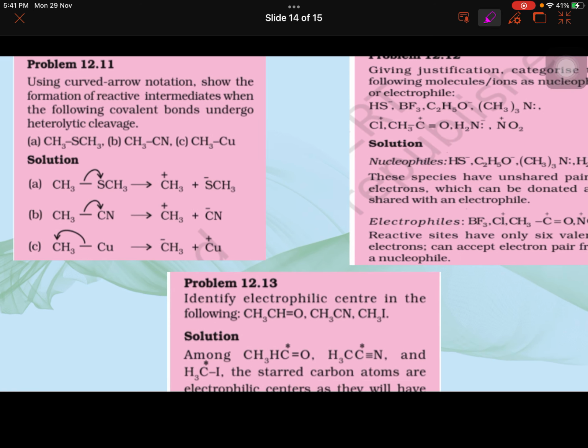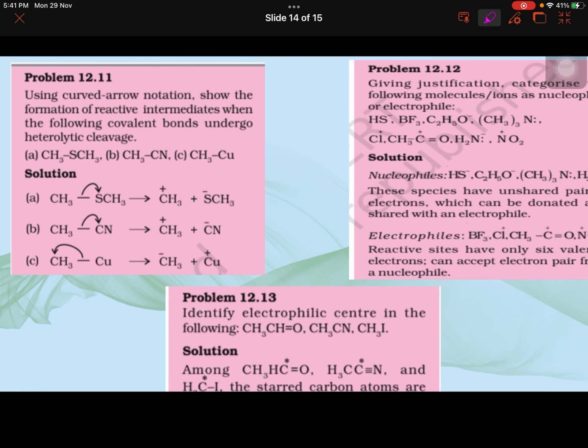Simple questions based on this. I'll quickly go through them. Solved examples from NCERT. You have to use the curved arrow notation to explain the bond breaking. So here sulfur is more electronegative, it will shift like this. You get this and this. Here nitrogen is more electronegative than carbon. It has a triple bond with carbon in cyanide. So electrons will shift here, both the electrons. Full arrow we are showing. So we are getting a carbocation and cyanide ion.